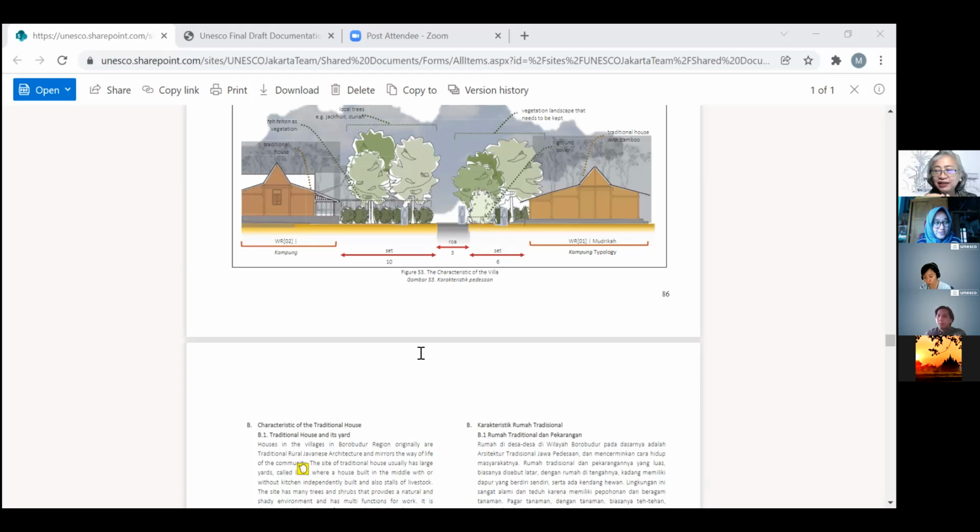We cannot find the old type of the joglo types. The one that is actually the high style of the house types, but the joglo style is somehow something they got from other places and then put up, like the ones that we show in Kampung Semar. This is all from outside of Borobudur.